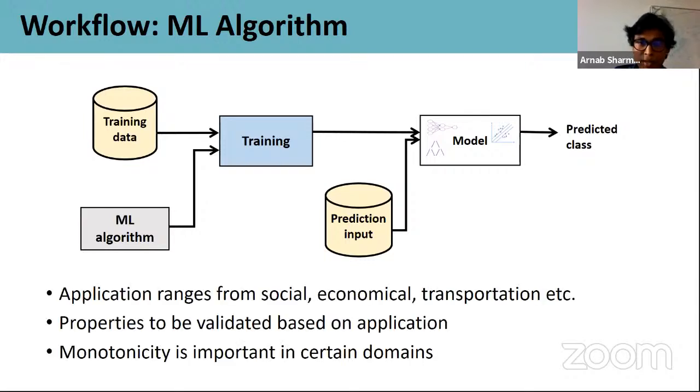Now this machine learning model is being used as decision-making software in many application domains, ranging from social, economical, transportation, law, medical, and many others. Depending upon the domain of the application, there are certain properties which need to be guaranteed for a machine learning model. And monotonicity is an important requirement in some specific cases.